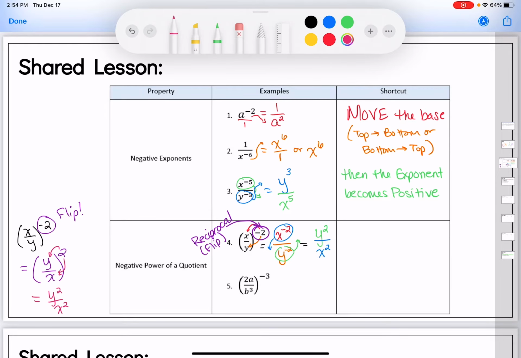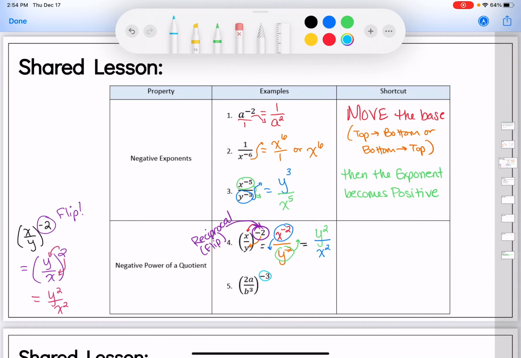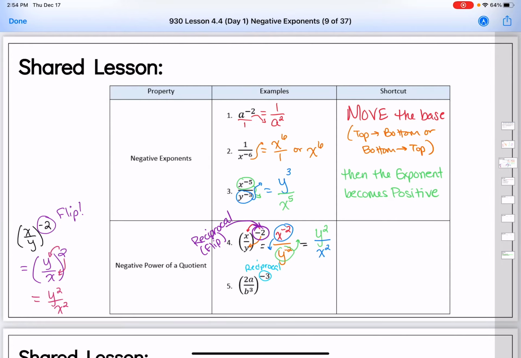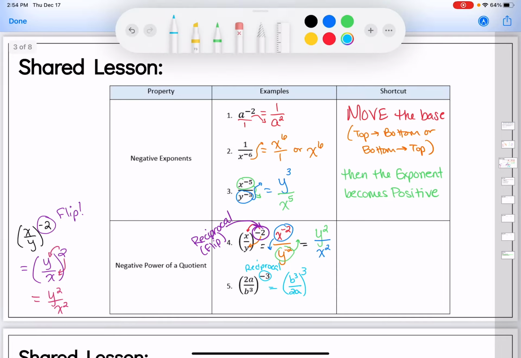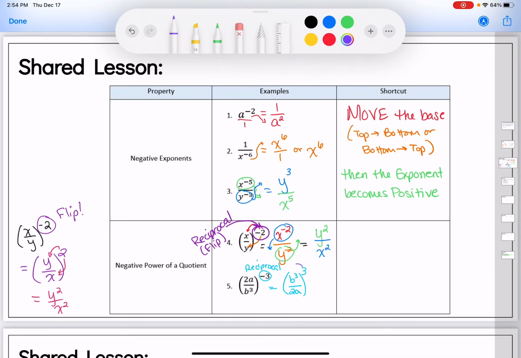So if I use that idea on number 5 here, let's do the reciprocal. If I do that first, that would become b to the third over 2a. So I flip it first, and now my exponent is a positive 3. And then after I have that, now I can distribute to everything inside. So this can become b to the 9th over 2 to the 3rd, a to the 3rd. So it's all your regular exponent properties.